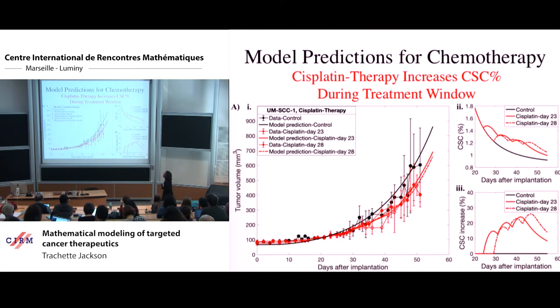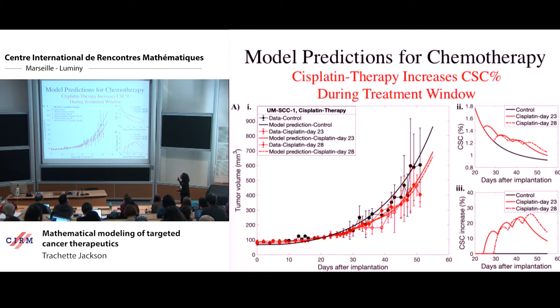Now, what happens if you give traditional chemotherapy alone? Again, the black curve is control, and then two different doses of the chemotherapy. Chemotherapy is the standard of care, and it's barely doing anything to the reduction of the tumor.